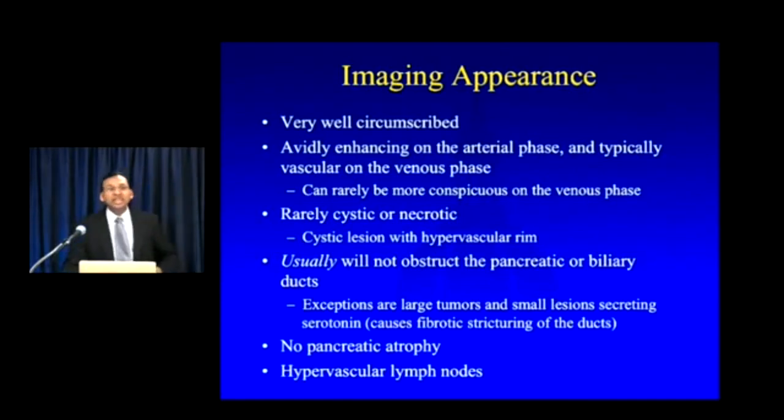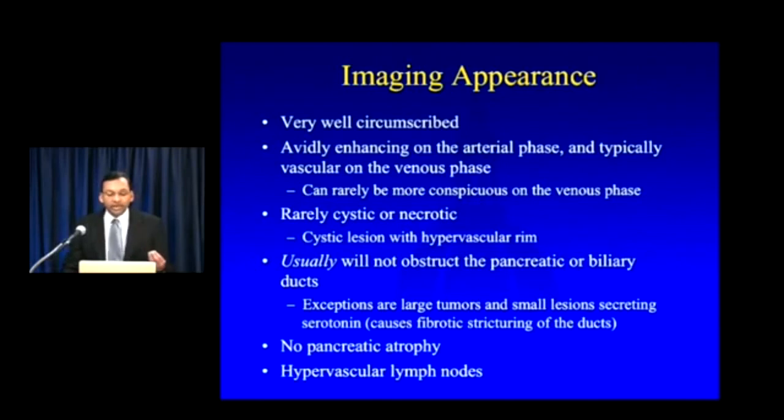Now, these lesions can rarely be cystic or necrotic, and in fact, they can be so cystic that they can mimic other primary cystic lesions of the pancreas, like an IPMN. But in those cases where there's a significant cystic or necrotic component, there's almost always going to be a surrounding rim of hypervascular soft tissue, which should allow you to make the right diagnosis.